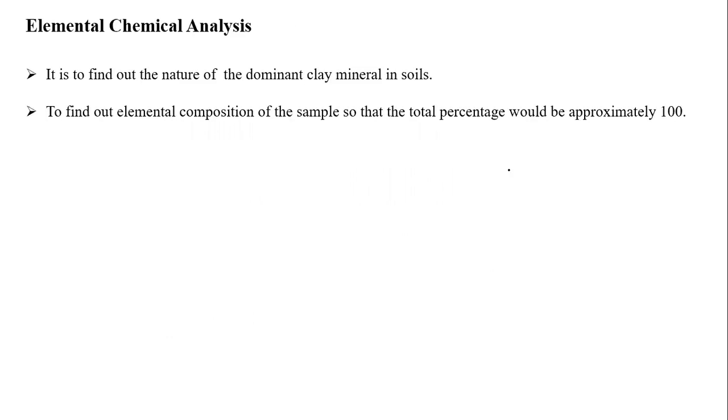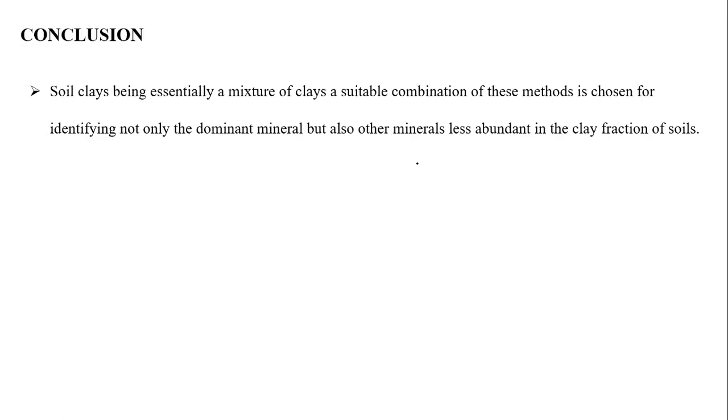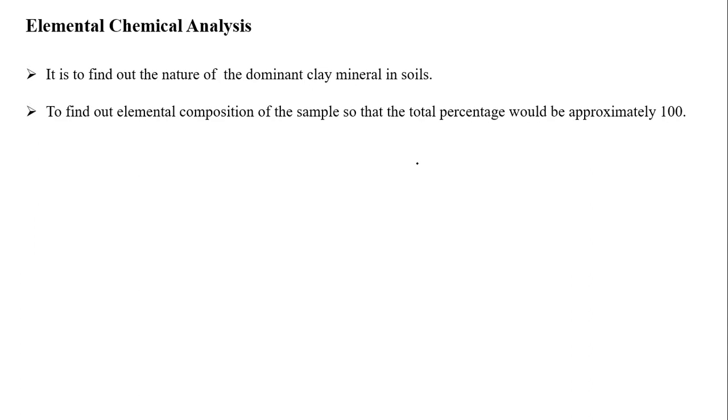Now we will see another one. Finally, we come to the elemental chemical analysis. Based on chemical analysis, we find out the nature and dominance of the clay in soils, the elemental composition, and what the percentage is. The total percentage would be approximately 100. By finding the chemical combination, we can find out what type of clay minerals are there. Chemical analysis is nothing but seeing what composition is present in that particular sample.